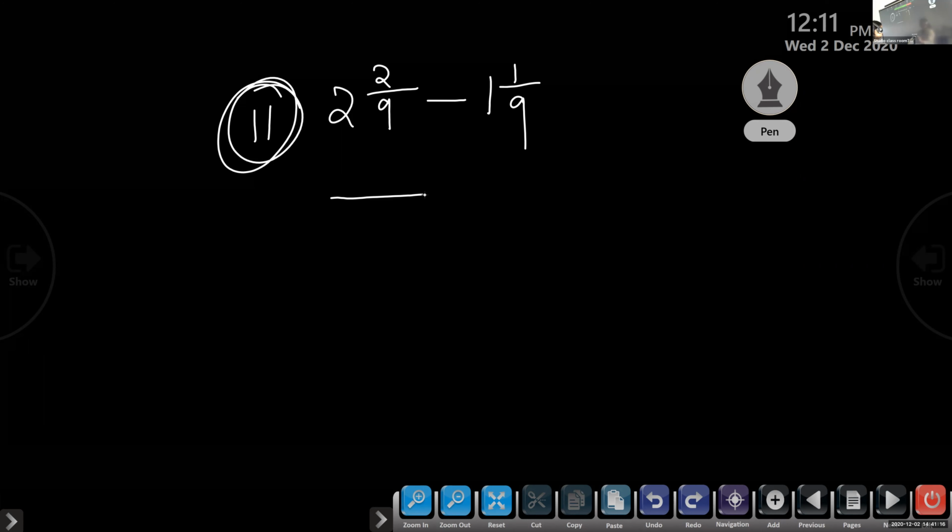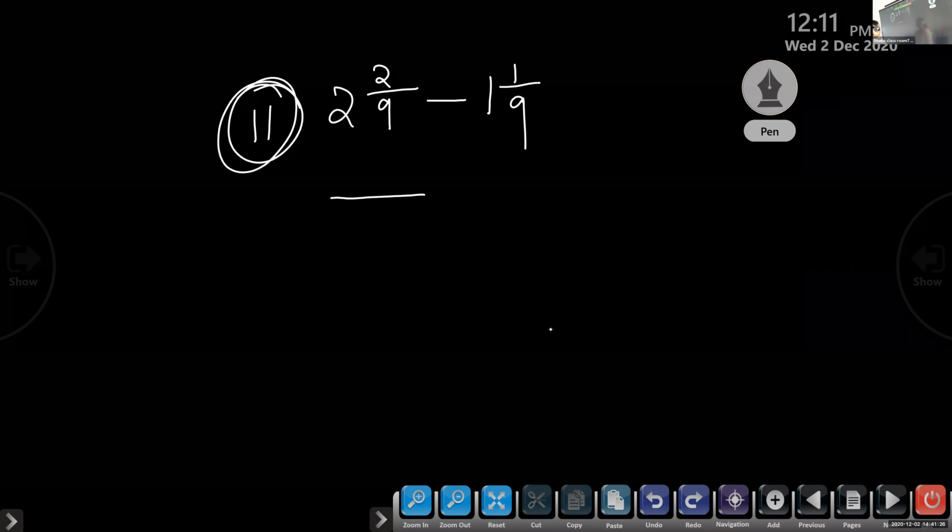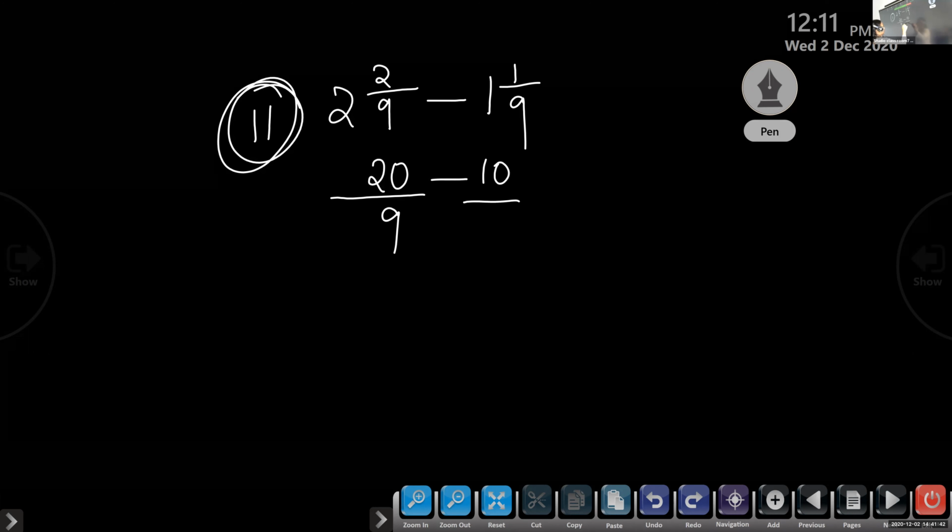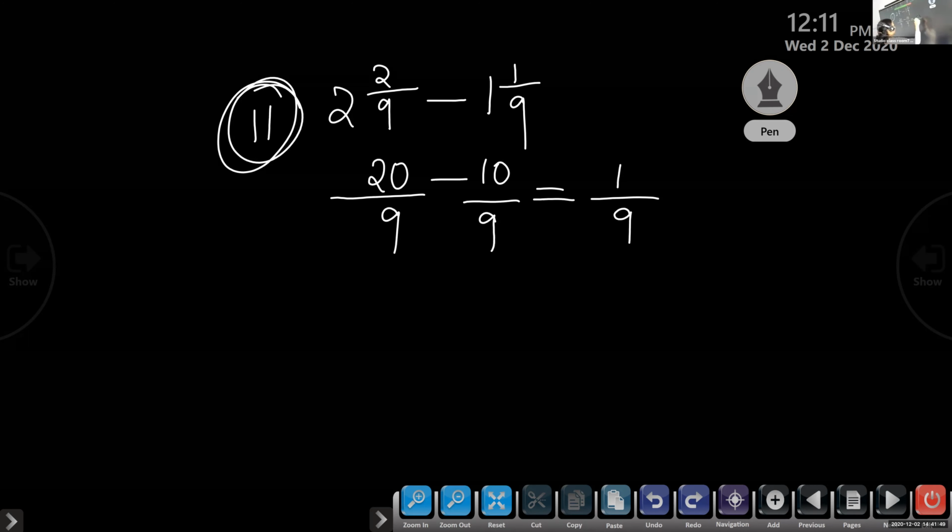Anthony, please convert this into an improper fraction. Yes, Anthony. Ma'am, 2 into 9 is 18, plus 2, 20 by 9. Okay. Minus 1 into 9 is 9, plus 1 is 10 by 9. Now, it is very easy. The denominators are the same. So, 20 by 9 minus 10 by 9, tell me 20 minus 10? 10. 20 minus 10 is 10.